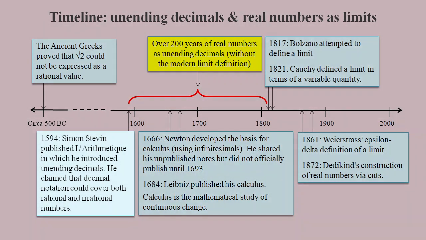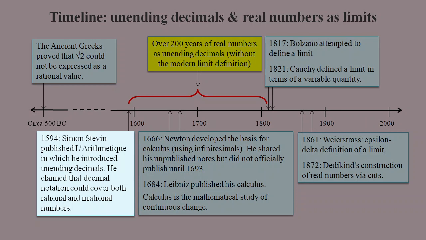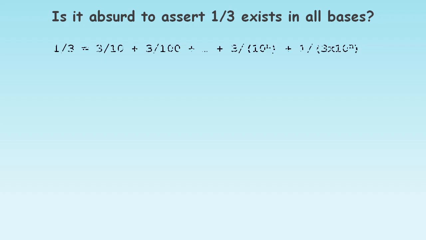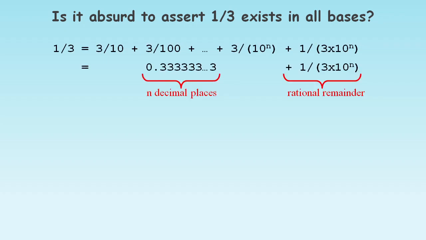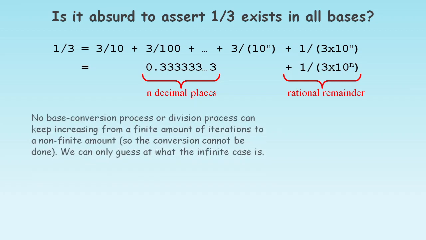But before the introduction of unending decimals in 1594, it was accepted that values like 1/3 could be expressed in some bases but not in others. 1 divided by 3 can be expressed as 0.333 to n decimal places plus a rational remainder. We can't do infinitely many stages of a division process or even a base conversion process, but mathematicians believe we can theorize about what the result of such an infinite process might be.